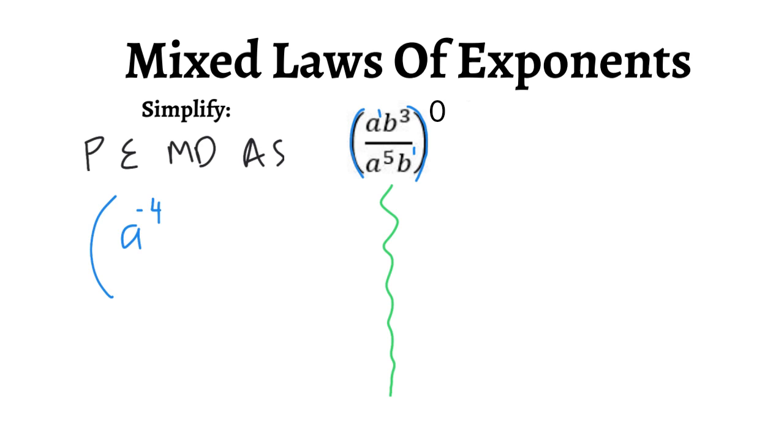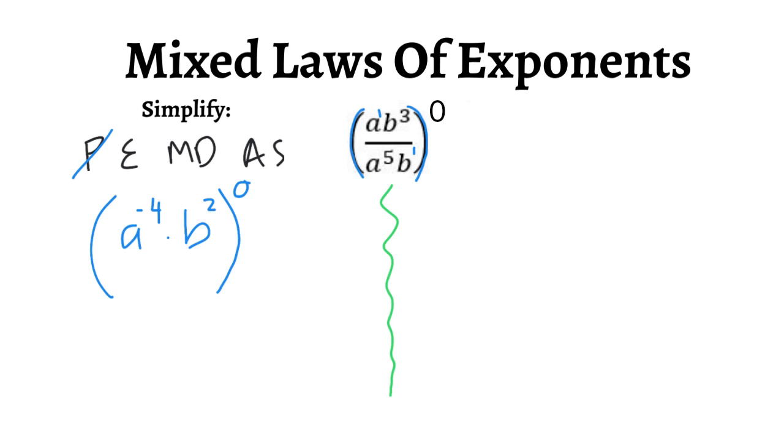That cancels the a values, combines them to that. And then on the b's, I have 3 minus 1, which is positive 2. And all of this is being raised to the 0 power. I was able to simplify inside the parentheses. Now I'm going to deal with this exponent on the outside. Remember that when you're raising exponents to another exponent, you're going to multiply the exponents or distribute with the exponents.